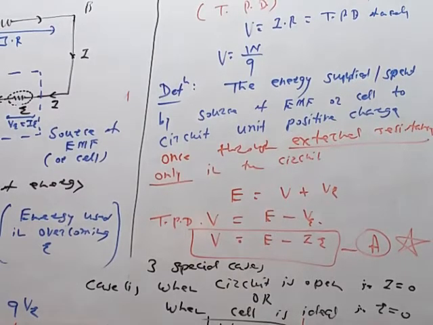So this equation is modified like this. Q cancels, E is equal to V plus VR, therefore V is equal to E minus VR. This is the equation for TPD. TPD of a cell is equal to the EMF of the cell minus this internal PD. It is called the IPD and it is given by I multiplied by r.